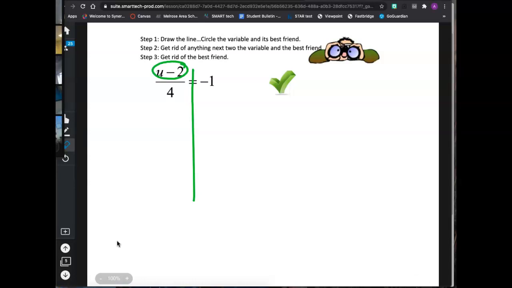Okay, so we have to get rid of the dividing by 4. What's the opposite of dividing by 4?